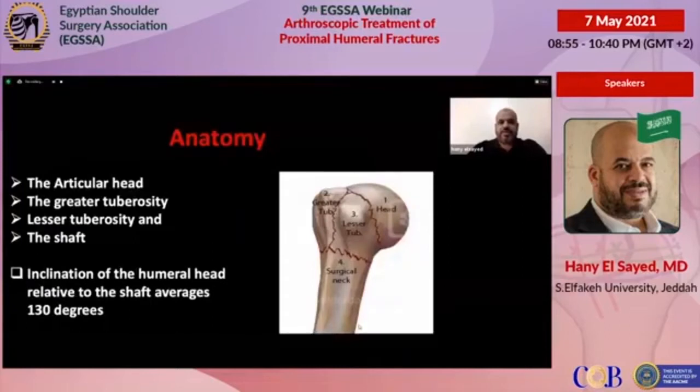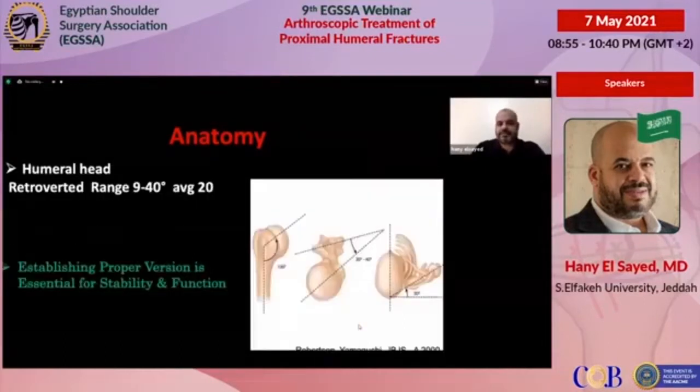So the anatomy of the proximal humerus is four-part: head, greater tuberosity, lesser tuberosity, and shaft, with a neck shaft angle of about 130 degrees. The humeral head has a retroversion from 9 to 40 degrees, average 20 degrees. Establishing proper version is essential for stability and functional outcome.